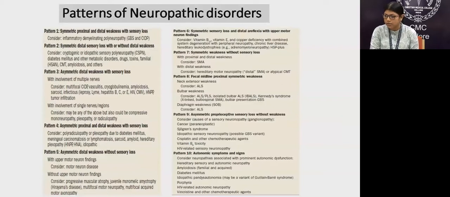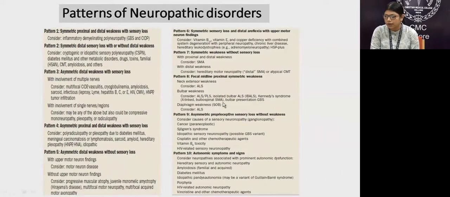The seventh pattern is symmetric weakness without sensory loss. Then this can occur with both proximal and distal weakness, or with distal weakness only. With proximal and distal weakness, a pure motor syndrome, we can consider spinal muscular atrophy. And with distal weakness, hereditary motor neuropathy or atypical Charcot-Marie-Tooth disease.